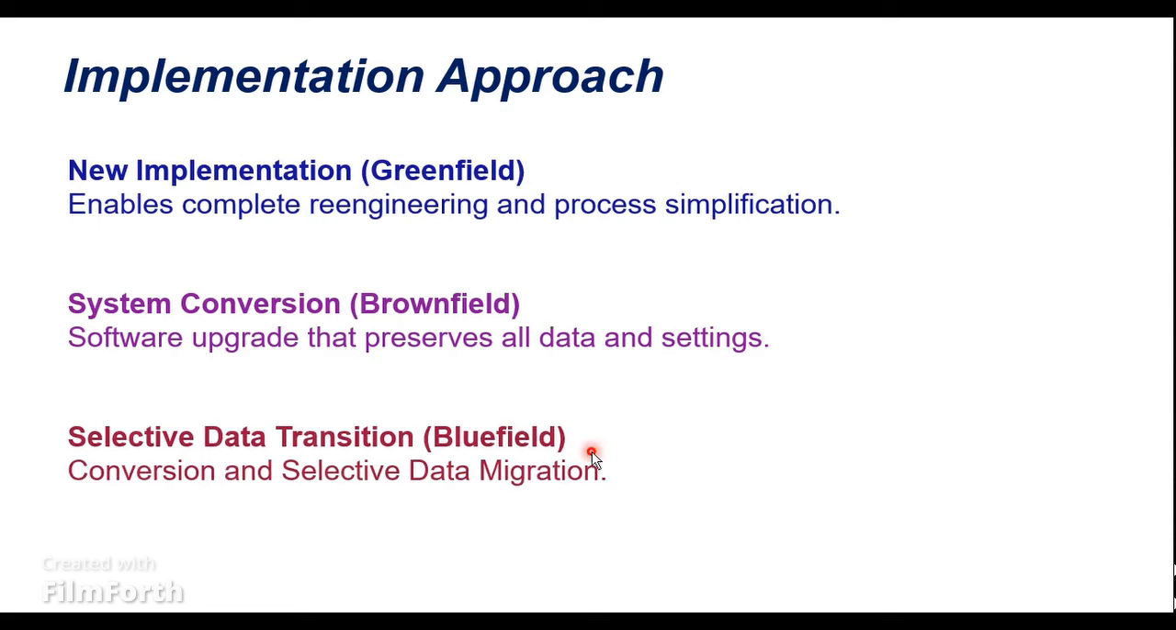And then we have the bluefield implementation, also called selective data transition. Here we are going to convert only a selective set of configurations or master data into the upgraded system. Let's say the customer has SAP ECC and now would like to use SAP S/4HANA. They can choose what master data and what configurations need to be migrated from SAP ECC to the SAP S/4HANA system, so that they can get rid of the redundant master data or unwanted configurations that they already have in their systems. So this is pretty complex in nature.